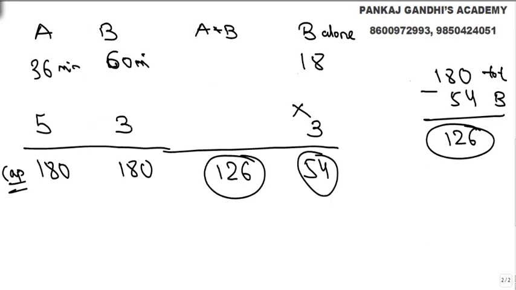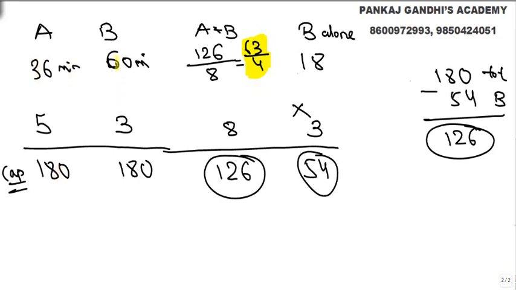Now who filled this 126 liters earlier is A and B together. So A plus B per minute is 8. In how many minutes? 126 upon 8, that is 63 by 4 minutes. Together they should fill for 63 by 4 minutes. After this much time, A will not be needed.